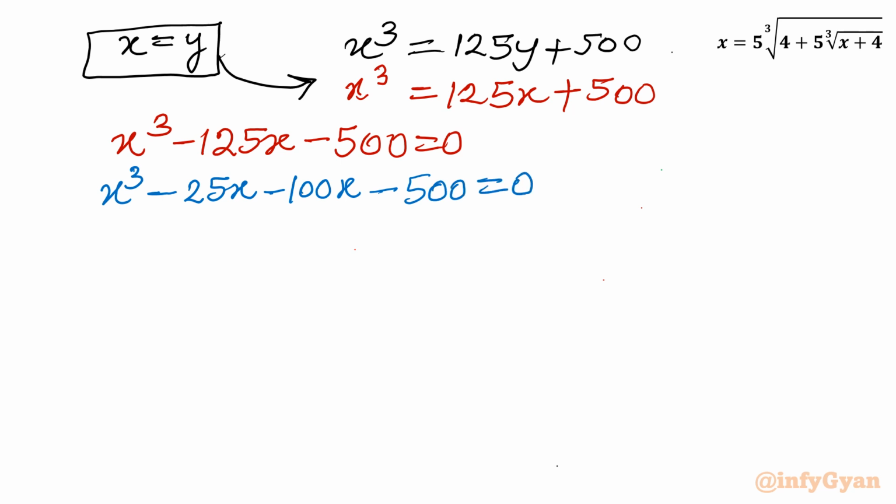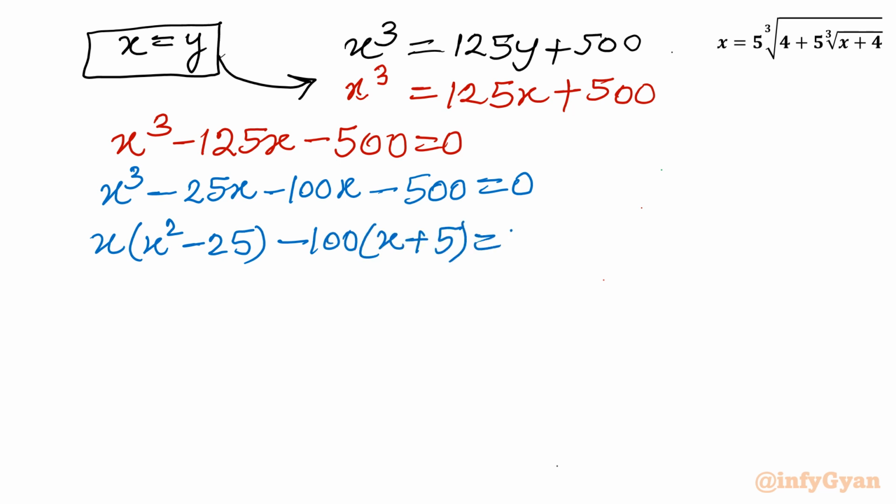From the first two terms, x is common, so we will write x square minus 25. From the last two terms, you can see minus 100 is common, so you will write x plus 5 equal to 0. Now the difference of two squares is clearly visible. I will write x square minus 5 square.